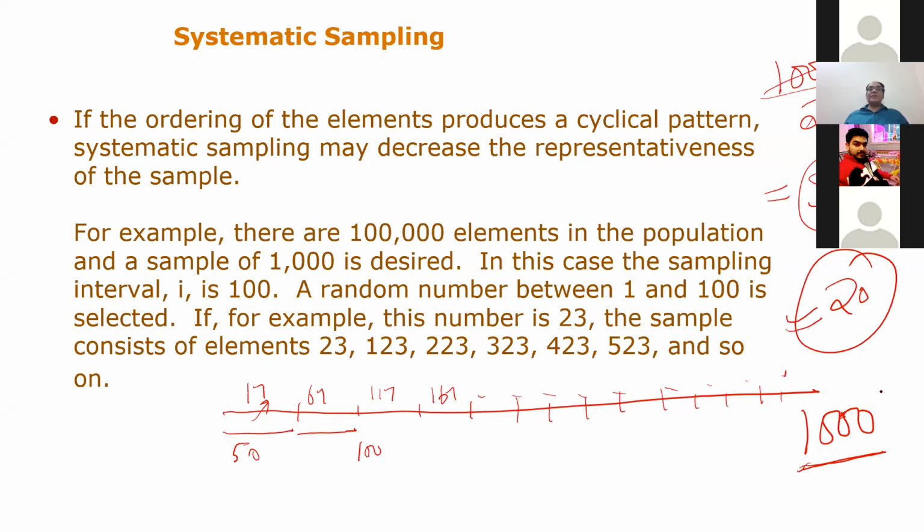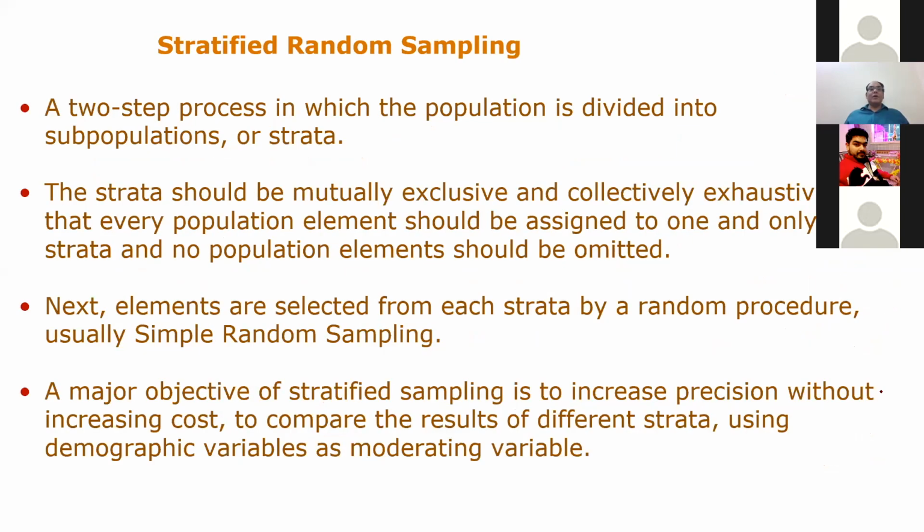But practically, I have not seen this sampling in any PhD thesis. It is a rare case for a PhD thesis, because we never have the list of the people from where we can select. Okay, now stratified random sampling is a very popular sampling.